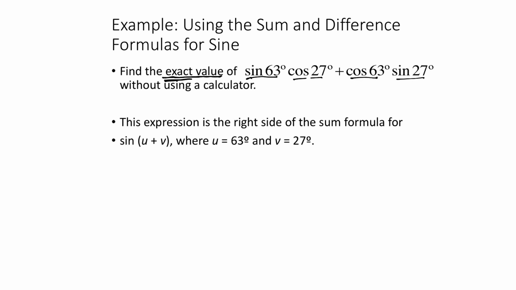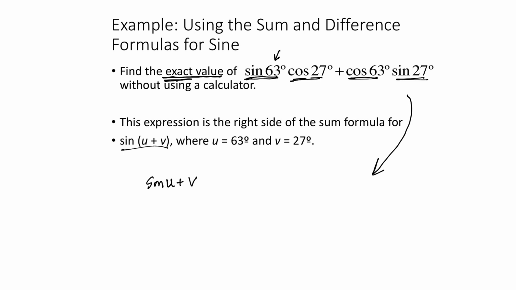63 and 27 are not special values that we have answers for. Nor can we come up with any kind of way to add two angles that are known values to get 63 or 27. However, what they've presented us with here is the sine of the sum of two angles. And so if I rewrite this, kind of undoing it, this fits into the formula for the sine of u plus v.